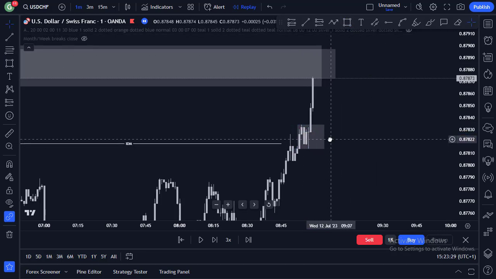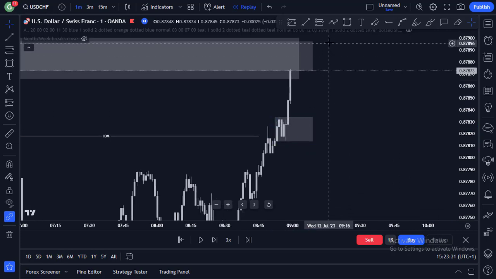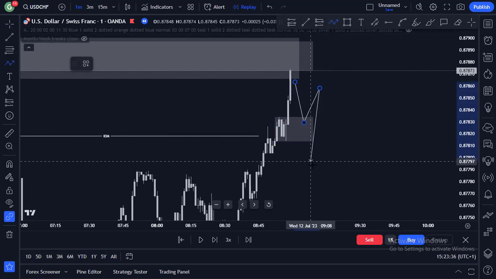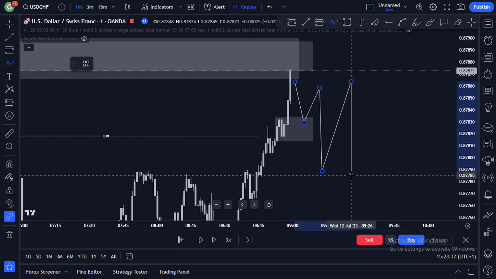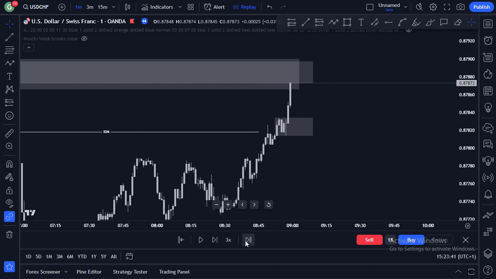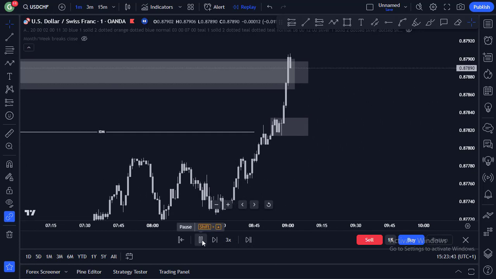So these are demand zones, so we're waiting for price to come mitigate this demand zone, come in here, give us a reaction, go up, come down, and then give us a sell entry at the top. All right, so let's see if price gives us that quickly. Let's play this and see what happens.